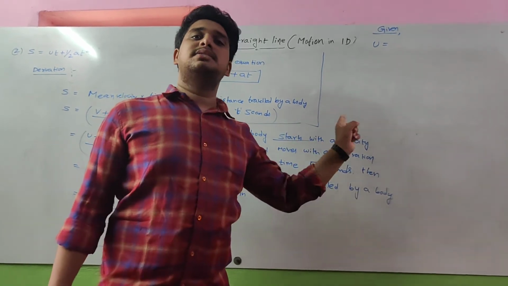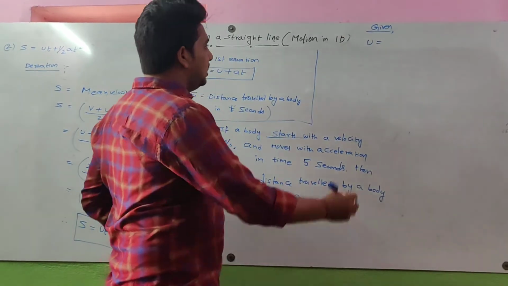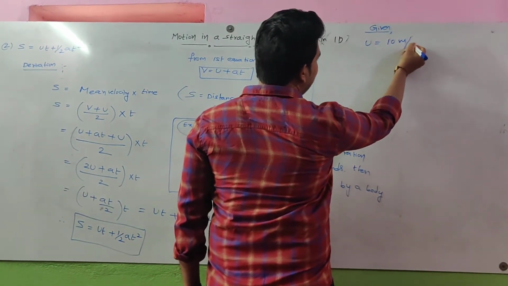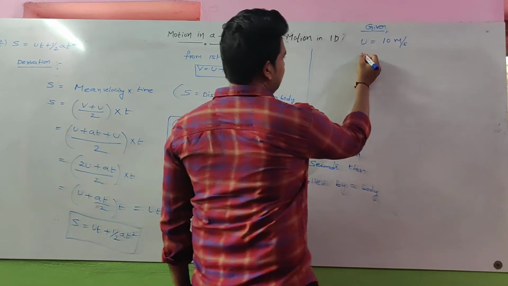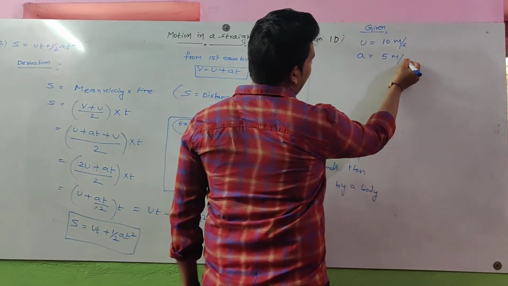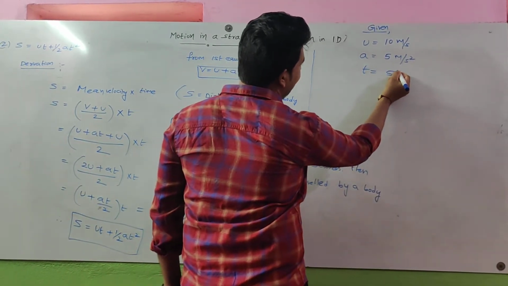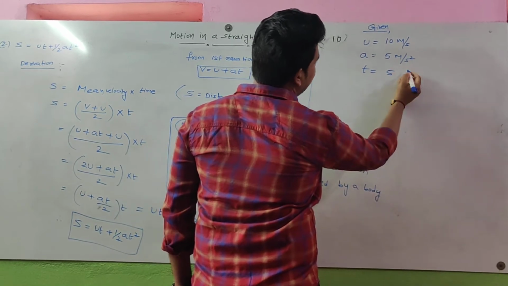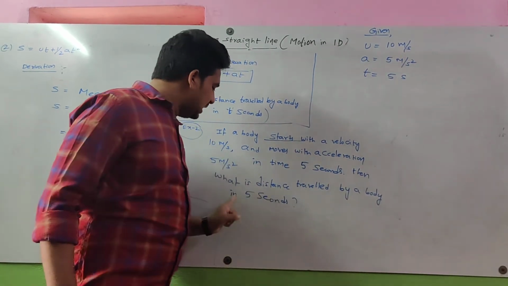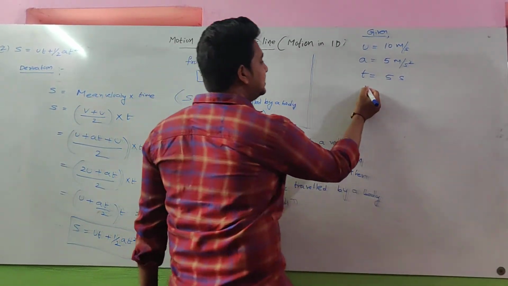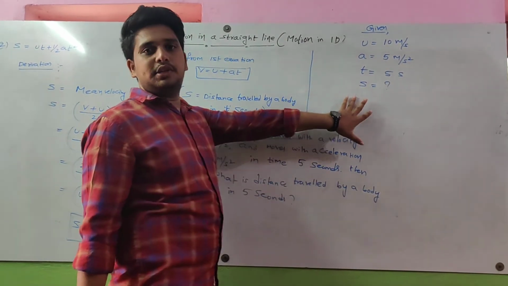Here, the body starts from rest, so you should take that as initial velocity. What is given here? Initial velocity u is 10 meters per second, and it moves with acceleration 5 meters per second square in time 5 seconds. So what do we need to find here? The total distance traveled by the body in 5 seconds. We need to find the S value.